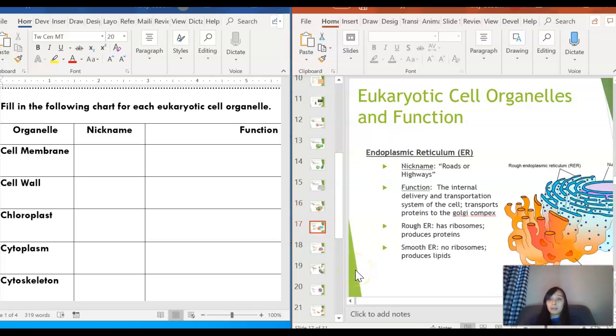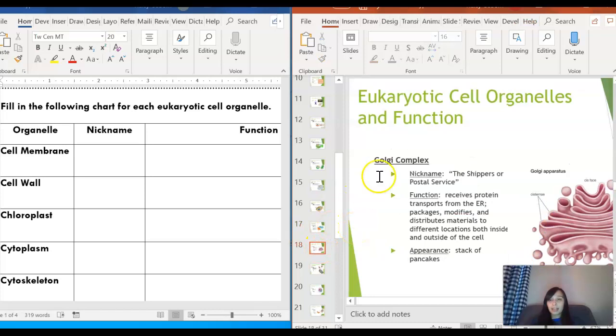All right, the endoplasmic reticulum, ER, nickname roads or highways. The function is the internal delivery and transportation system of the cell. Transports proteins to the Golgi complex. Let me fix that. Rough ER has ribosomes, produces proteins. Remember, it has the polka dots, the ribosomes. And the smooth ER has no ribosomes. It kind of looks like coral, and it produces lipids.